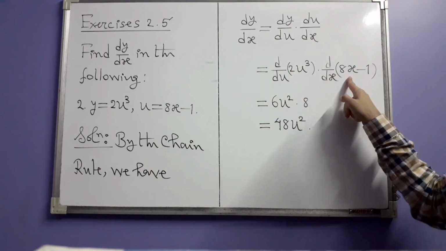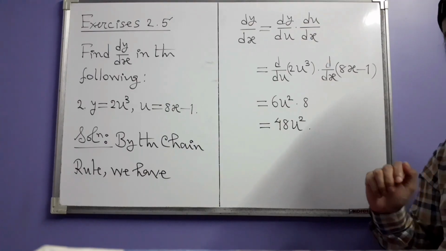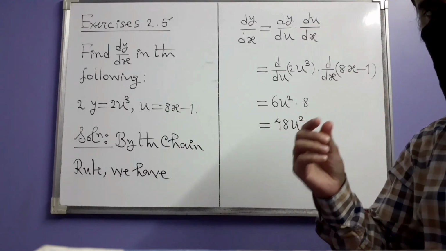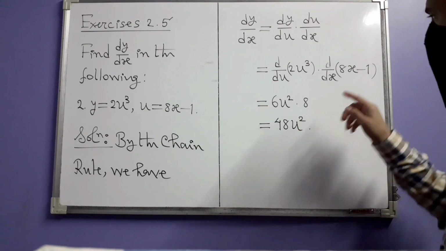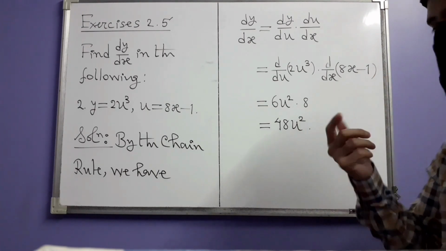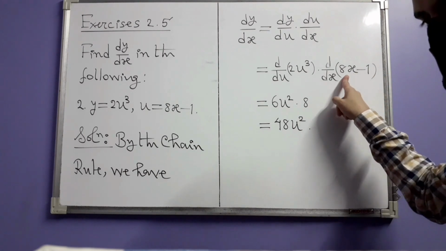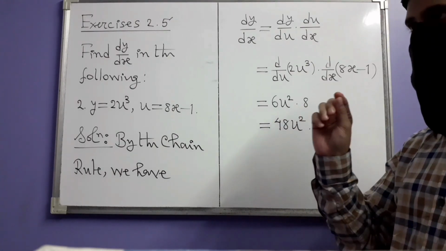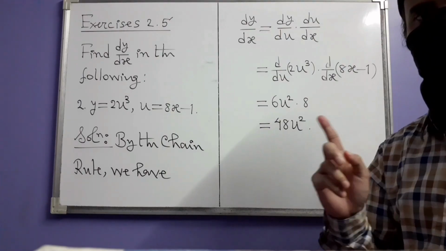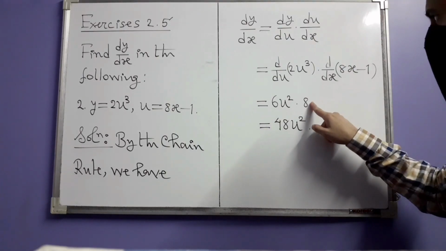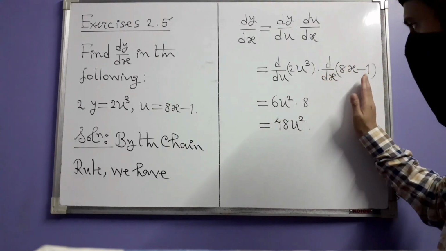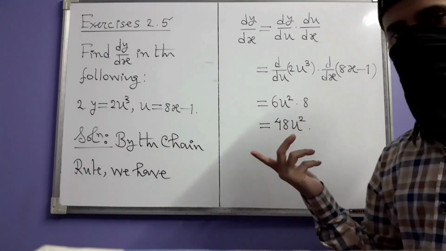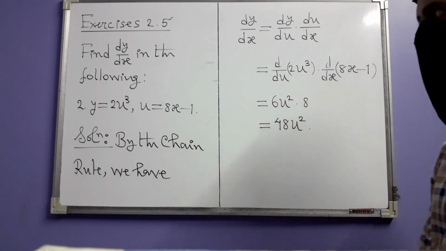What happens here? First you apply the difference rule. d dx of 8x minus 1 is d dx of 8x minus d dx of 1. d dx of 1 is 0 and d dx of 8x by the constant multiple rule is 8 times d dx of x, and d dx of x by the power rule is 1. So that's why you get 8 from this entire part, and 6 times 8 is 48. So that way the derivative is 48u square.